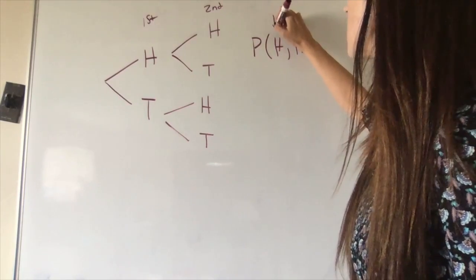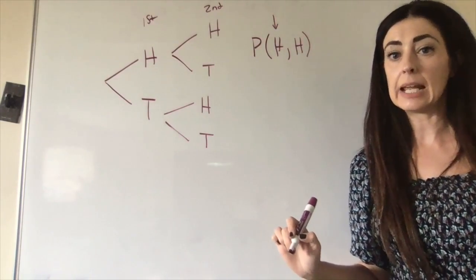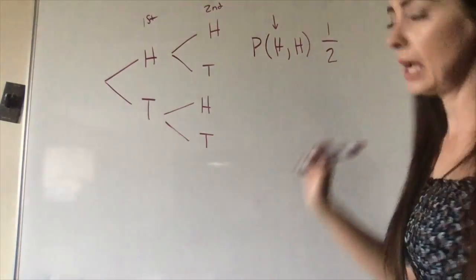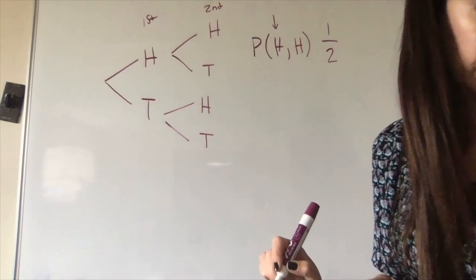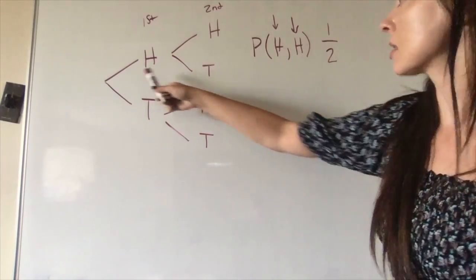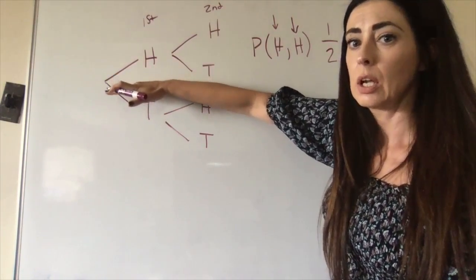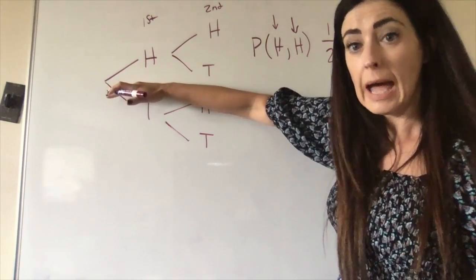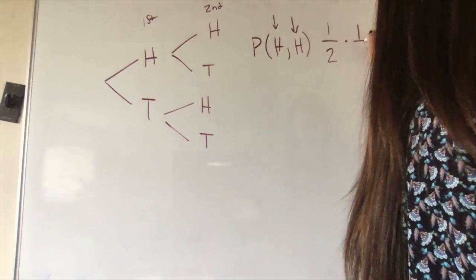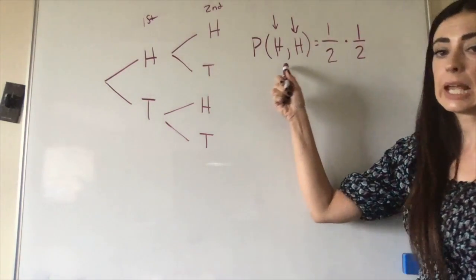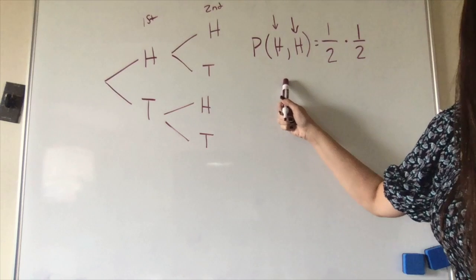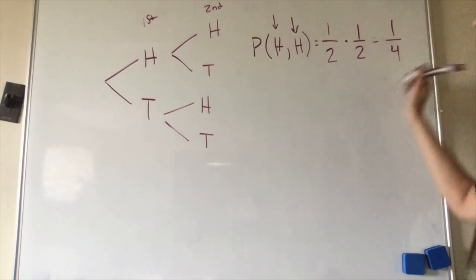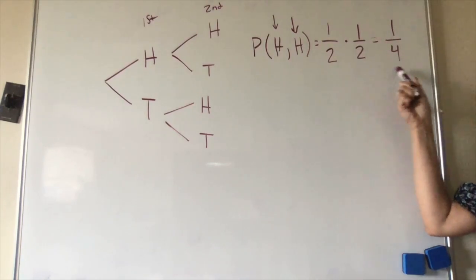Okay, so first, what's the probability of us getting heads the first toss? It's 1 out of 2, right? And then what's our probability of getting heads on the second toss? So now we're just looking at this section. Our probability of getting heads on the second toss is another half, right? So the probability of getting heads and then heads again is 1/2 times 1/2, which we know gives us 1/4, right? 1 times 1 is 1, 2 times 2 is 4.